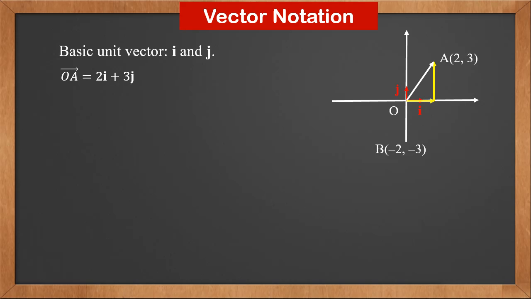Point B's coordinates are (-2, -3). Then vector OB is -2i minus 3j. From the origin O, you go along the negative x-axis by 2 units, and then along the negative y-axis by 3 units, you'll reach B.